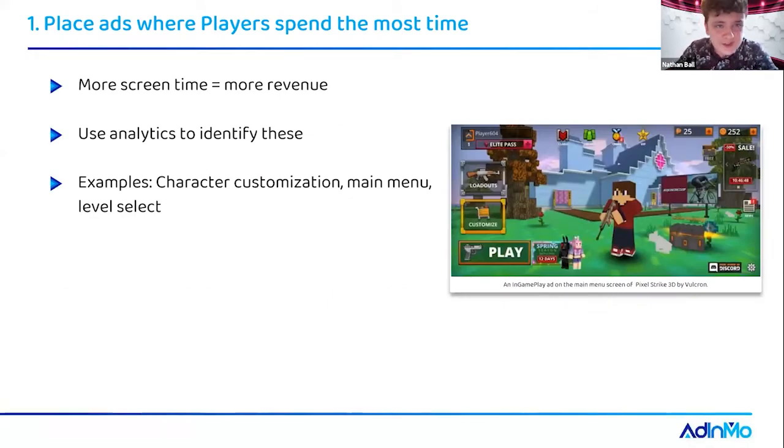So tip number 1 is to place ads where your players spend the most time. This is a fairly obvious one when you consider that an ad generates more money the longer it's on screen for. So you want to be placing your ads on screens where players are going to be spending a lot of time. Now, as a developer, you probably have numerous tools for identifying this, like analytics, etc. And if you don't know these things, then some good examples are character customization screens, main menu screens, level selects, those kind of things. So either screens where the player spends a lot of time on them all at once, like a character creation screen, or screens that the player will be returning to throughout their time with the game, like with main menus, level selects, etc.